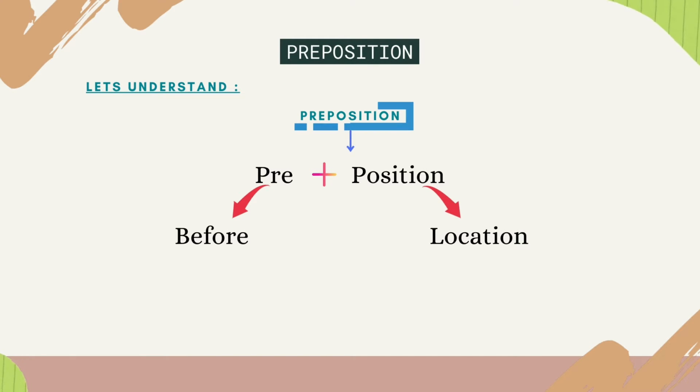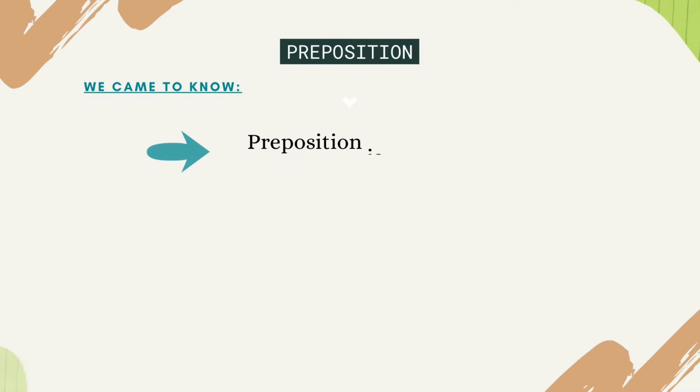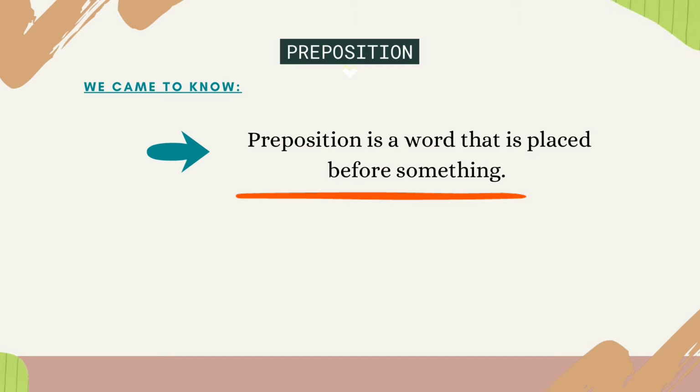Let's understand the word preposition first. The word preposition is formed with two parts, pre and position. The word pre means before and position shows location. So from this we can summarize that a preposition is a word used to place before something.